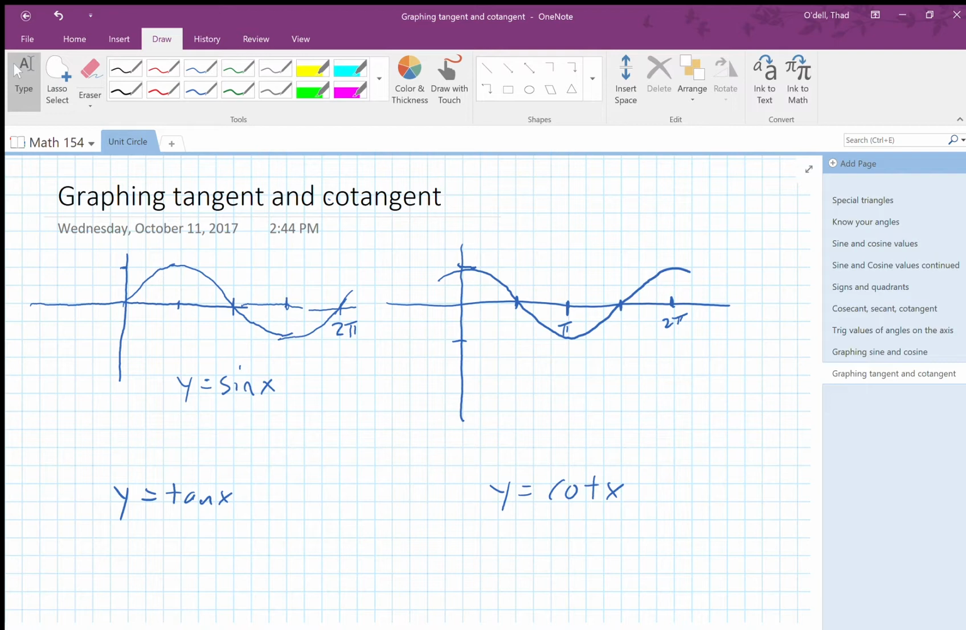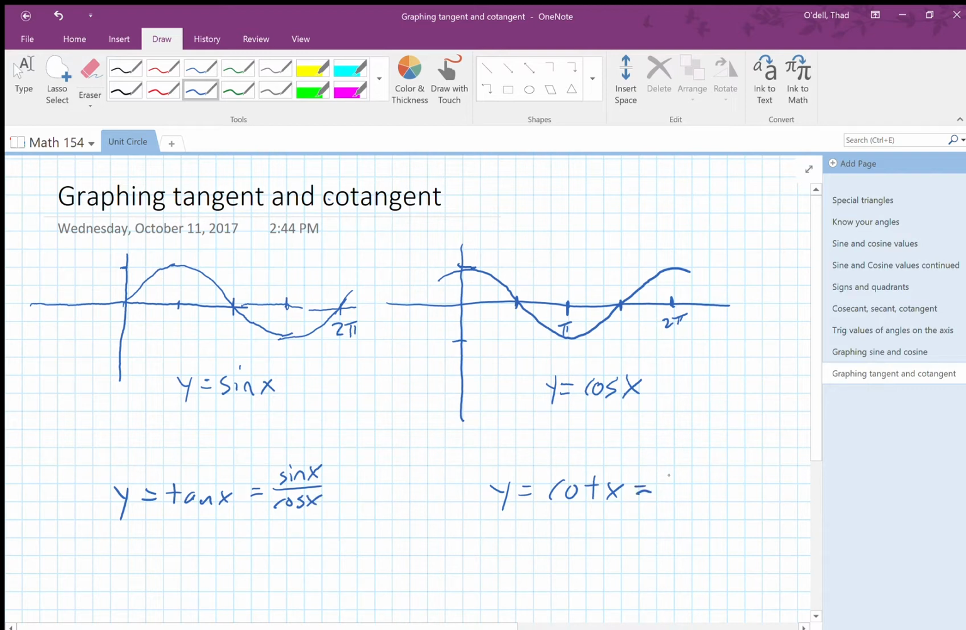Okay, in this video we're going to talk about graphing tangent and cotangent, and we base it on our understanding of sine and cosine. So I've drawn up here the graphs of sine and cosine, just so you remember, although you should be working at being able to generate them pretty quickly on your own. And let's also keep in mind that tangent is sine over cosine. We learned that in an earlier video.